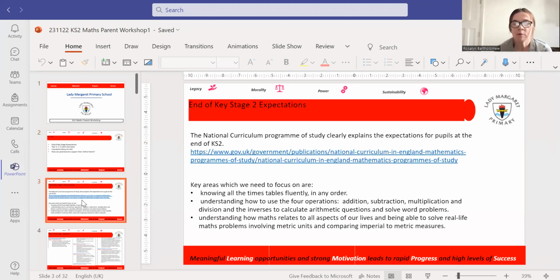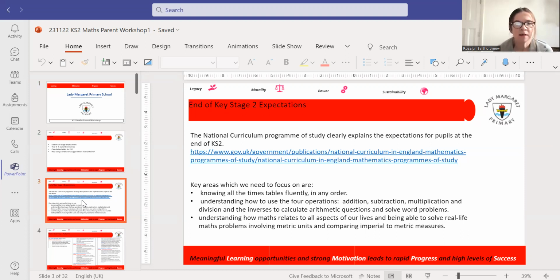The National Curriculum Programme of Study clearly explains the expectations for pupils at the end of Key Stage 2. And if you use the blue link, it will take you straight to the National Curriculum. The key areas that we need to focus on are knowing all the times tables fluently in any order. At the end of Year 4, in June, Year 4 sit a times tables maths test. And during that test, they need to know all of their times tables. So the expectation is that by the end of Year 4, all of the children know their times tables.